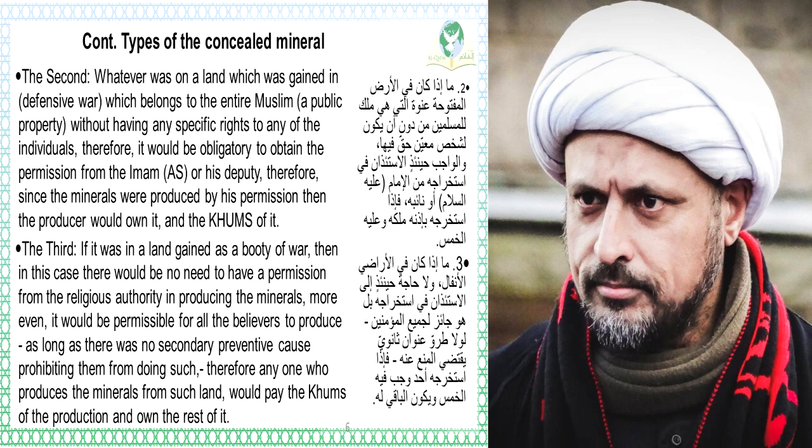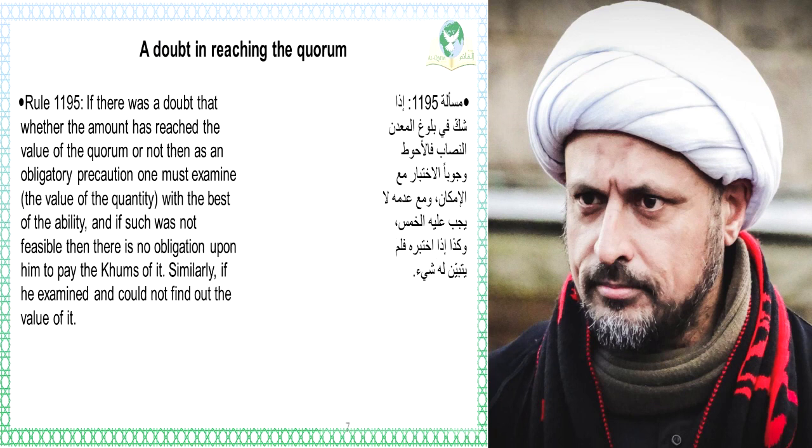And the previous one was ويكون الباقي له فإذا بإذنه ملكه وعليه الخمس. The second one was also the same. The first one was to reconcile. Okay. Last he says 1195.